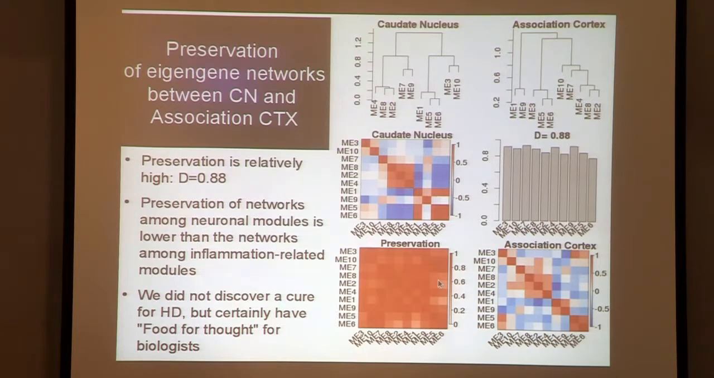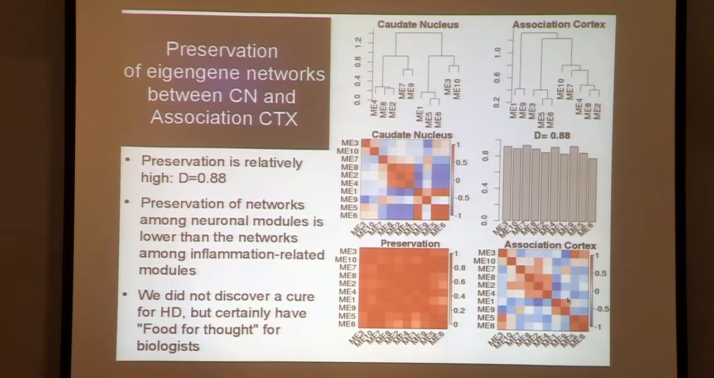That's a good sign. That just means that we're not finding something random, where you change your data a little bit, or you change the brain region a little bit, and suddenly the entire network changes. That would not be very good. So the overall preservation is 0.88. That's pretty high. But there are some slightly lighter areas around here, which is where the neuronal modules are.